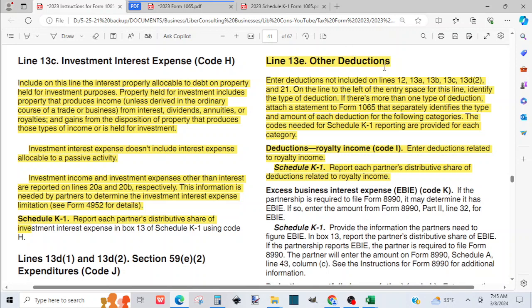So other deduction, 13E. Other deductions are included on line 12, 13A, 13B, 13C, 13D2, and line 21. On the line to the left of the entry space, identify the type of deduction. If there is more, an attachment might be provided to specify that, and you'll go on Schedule K-1 with the appropriate code. On Schedule K-1 you will use code I for the royalty income expense related.